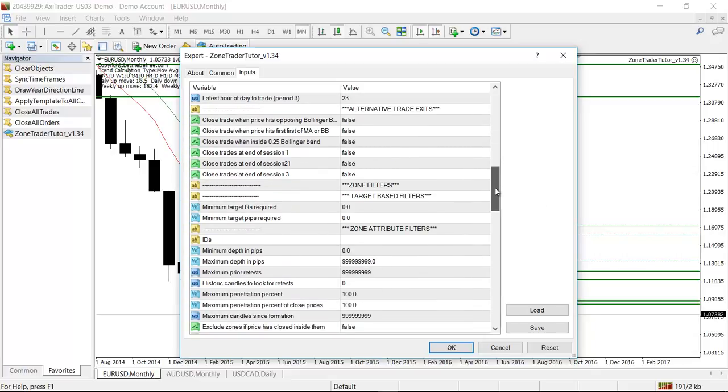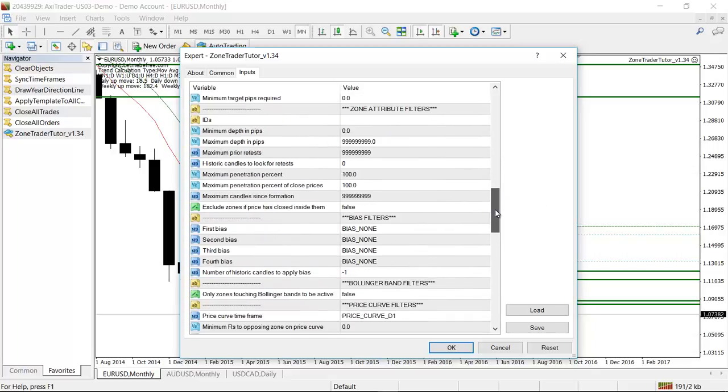And when it comes to auto trading, if we've got this zone depth here, we can set that if the zone is too deep, we don't want to trade it, or likewise if it's too narrow, we could say we want a minimum depth of 10, and then any zones less than 10 pips won't be printed on the chart, or will be printed with a thin line depending on what width setting you've set.